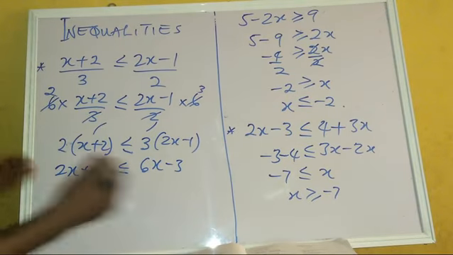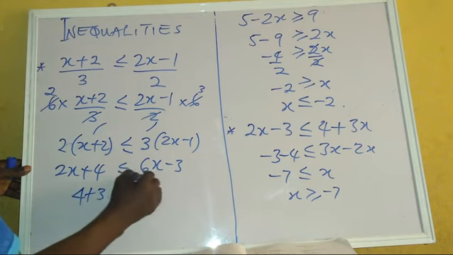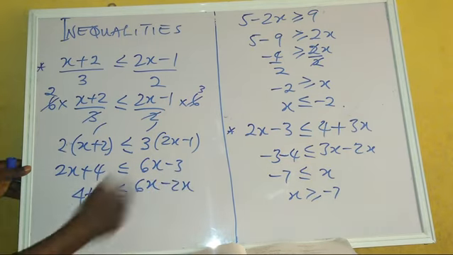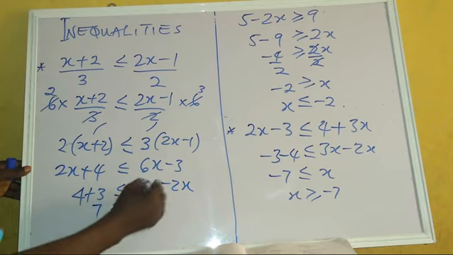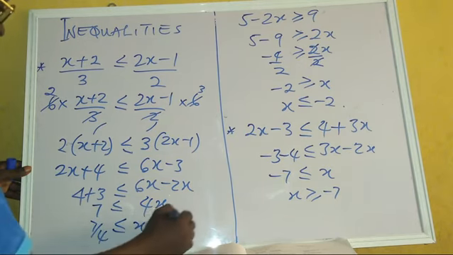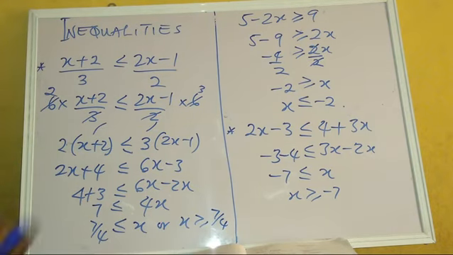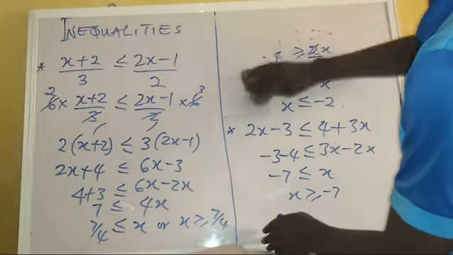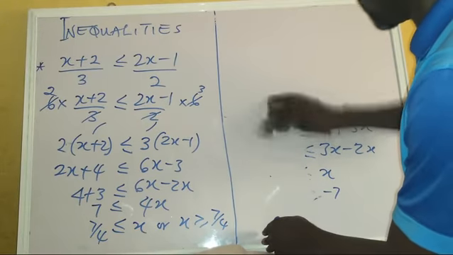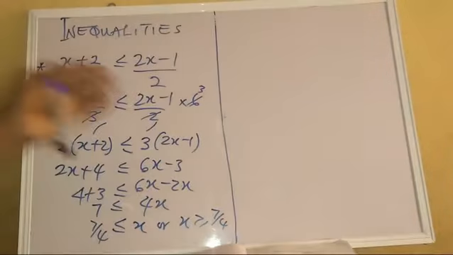From there, we can now collect the like terms. 4 + 3 less than or equal to 6x - 2x. It means 7 less than or equal to 4x. 7 over 4, when you divide both sides by 4, less than or equal to x, or you say x is greater than or equal to 7/4. That's when the linear inequality in one variable involves fractions. Though we still have more complex equations, which we are going to treat now.